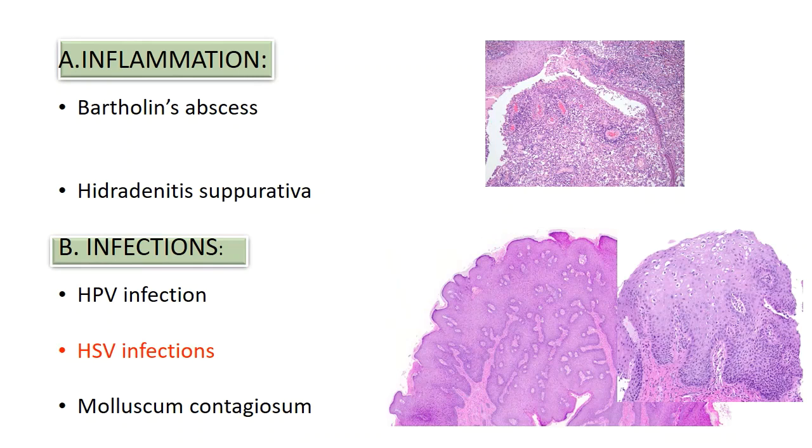Now, what are the infections that can affect vulva? They are mainly the HPV infection and HSV infections. Also, molluscum contagiosum is another infection that can affect the vulva. HPV infection causes condyloma acuminata, also referred to as genital wart. It is caused by HPV virus types 6 or 11. It presents as asymptomatic multiple papillary lesions in the vulva.